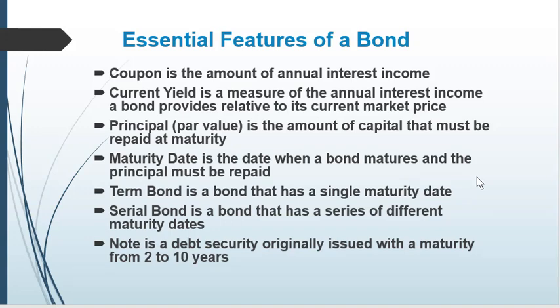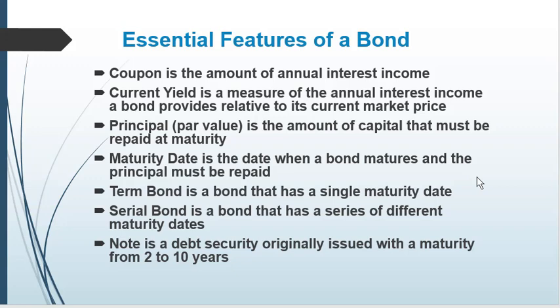So the essential features of a bond, right? A coupon, that's what you get paid, just like when you pay interest to the bank when you borrow a car. The coupon is what you earn as the lender in corporate debt. The current yield is a measure of just the annual interest income compared to the current price of the bond. It gives essentially a 1-year investment, if you will.